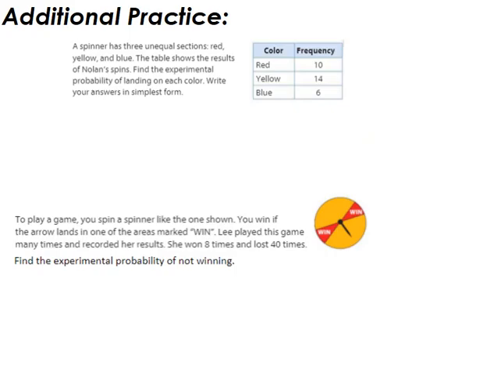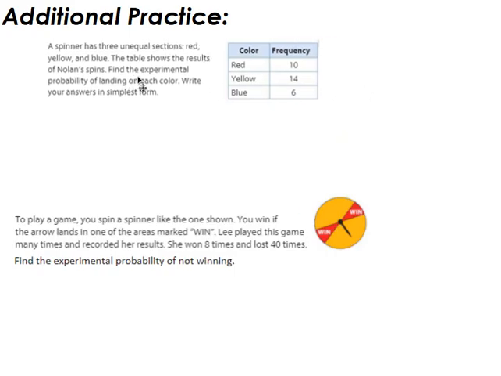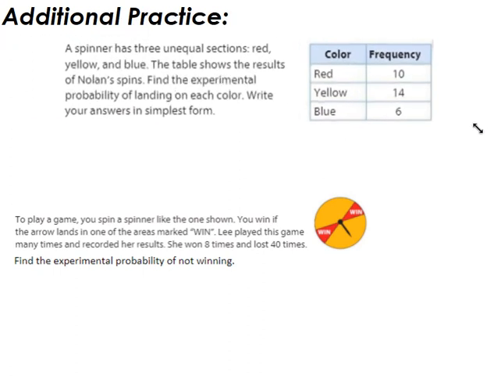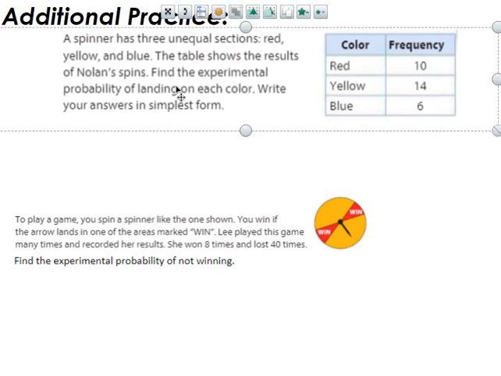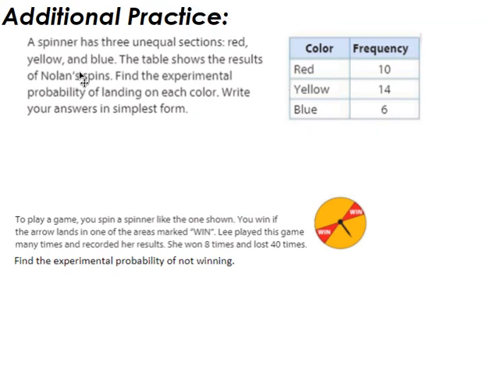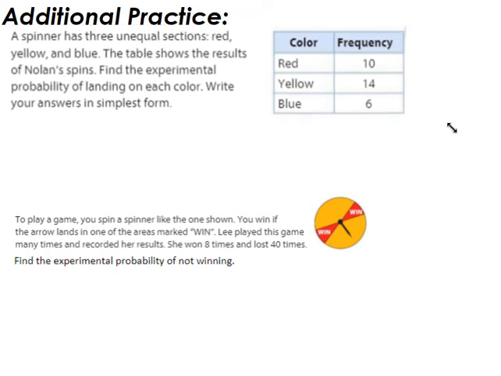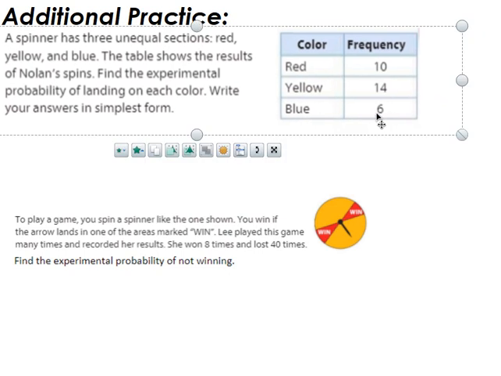Okay, so the spinner has 3 unequal sections. Red, yellow, and blue. So they're not the same exact size. The table shows the results of Nolan's spins. Find the experimental probability of landing on each color. Write your answer in simplest form. I think you guys can try this one on your own. Try it out. Pause it. See how you do.